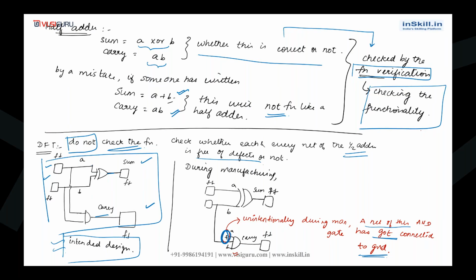A and B are coming from some flops, and then sum and carry are going back again to some flops. Now suppose during manufacturing, what has happened? Unintentionally during manufacturing, the A net of this AND gate has got connected to ground. This is what will be checked by the DFT team. We do not check the functionality, we check whether each and every net of the half adder is free of defects or not.